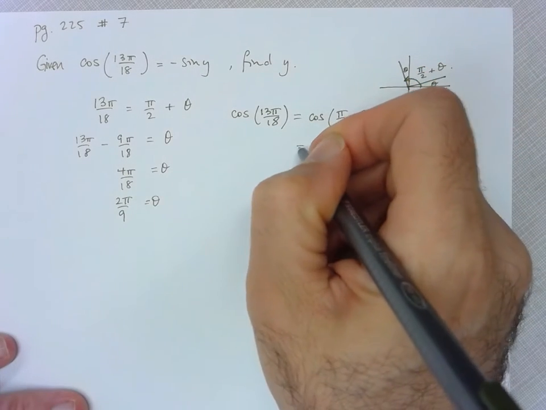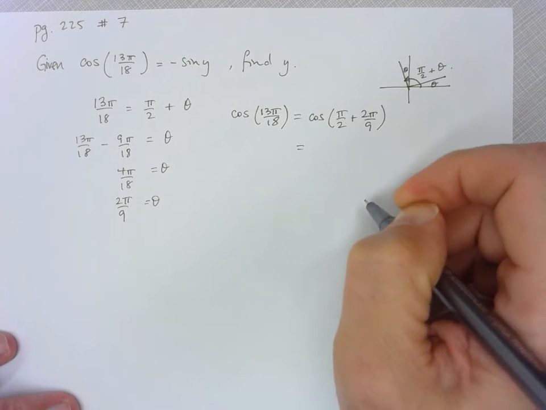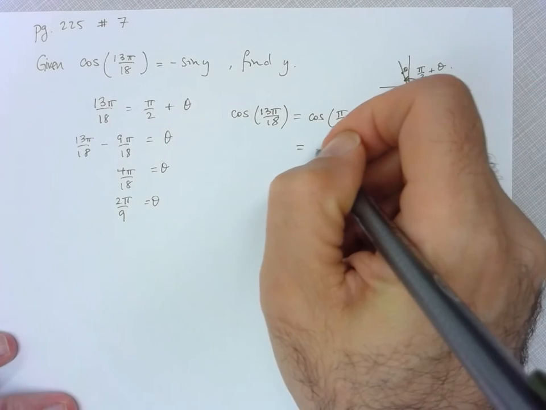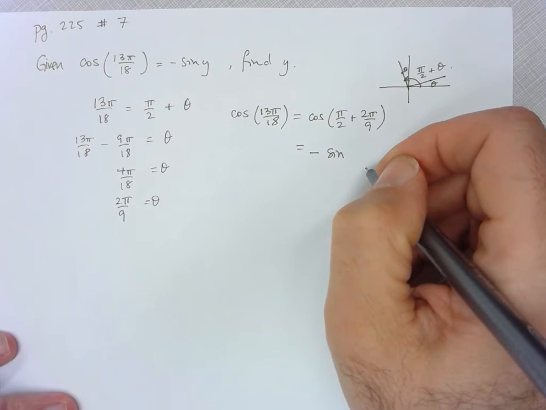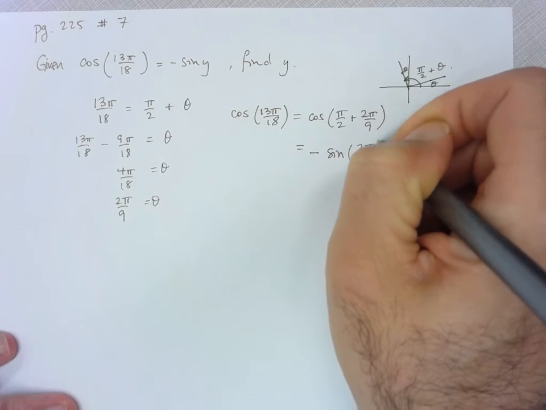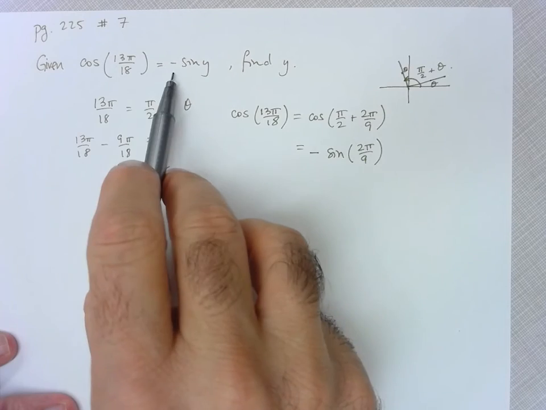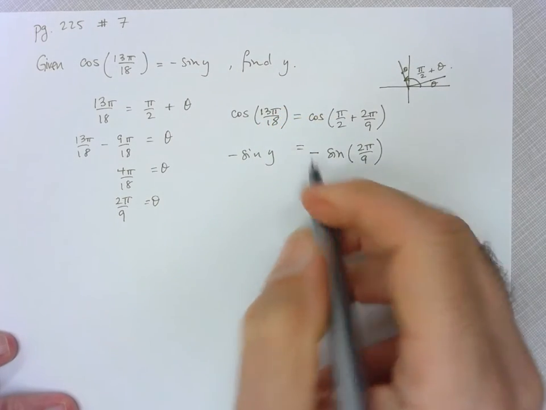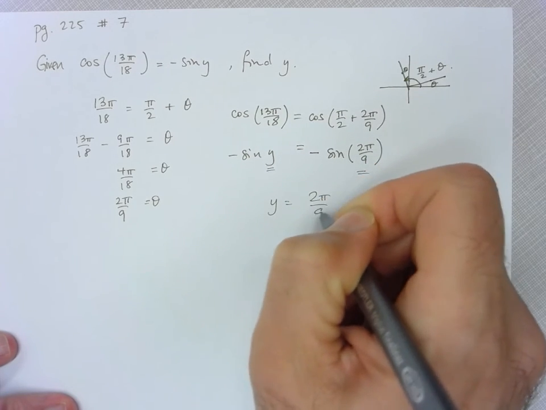Now I can use my correlated angle identity, where the cosine of this angle will be the negative of the sine of that angle. So that's just negative sine of 2 pi over 9. But what did they tell us that cos of 13 pi over 18 was equal to? It's equal to negative sine y. And so this means that y must be equal to 2 pi over 9.